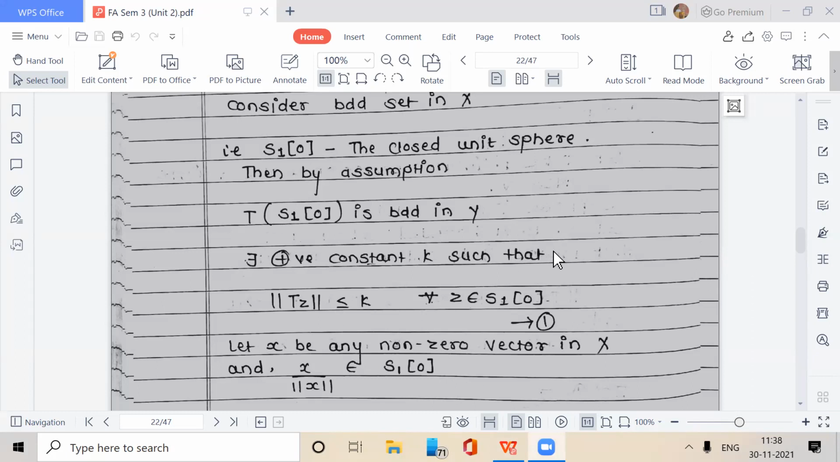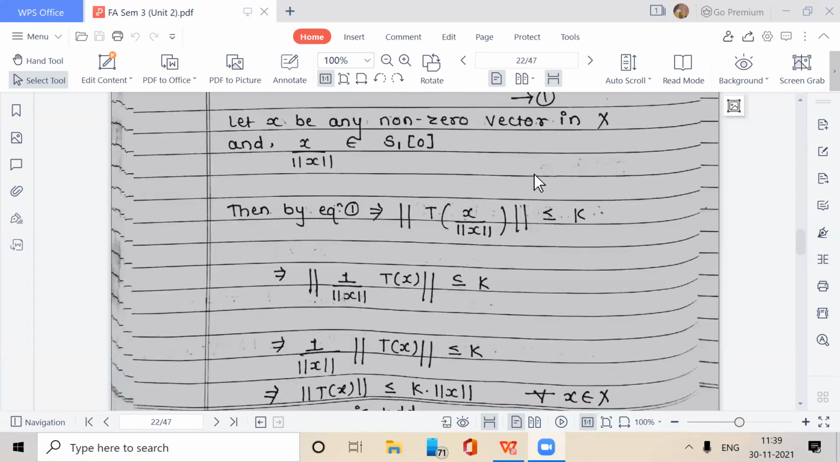Now let x be any non-zero vector in capital X. And x upon norm of x belongs to the closed unit sphere S, because we know that in 12th standard we have learned that if we divide a vector by its magnitude, then it becomes a unit vector. Now by 1, norm of T of x upon norm of x is less than or equal to K.